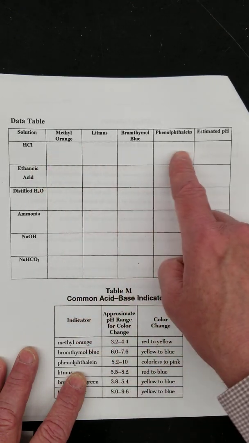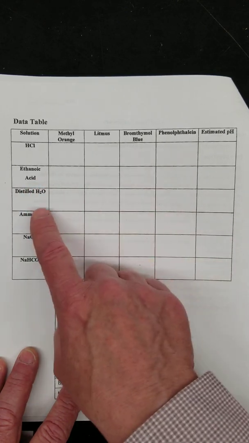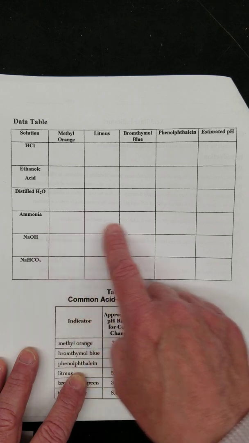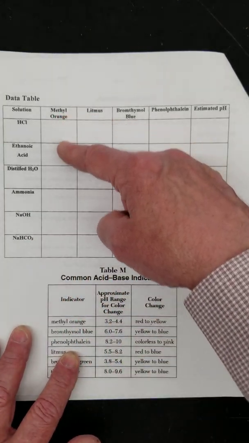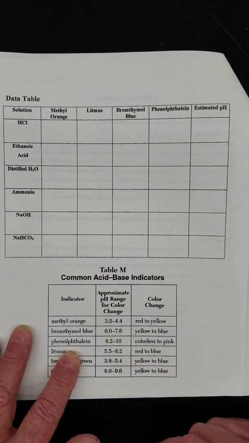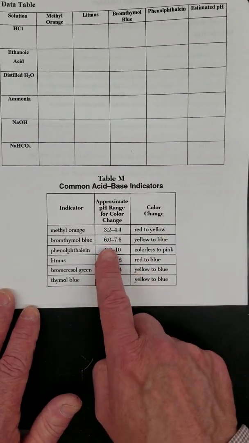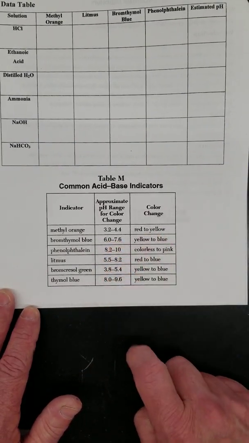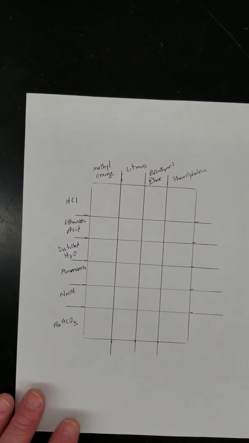For each one of these rows, I'm going to use a different solution: ethanoic acid, distilled water, ammonia, sodium hydroxide, and sodium bicarbonate. Coming down this way, these are all going to be methyl orange, and we're going to see the different colors that it changes as we go through. And again, here's table M that gives you the numbers. It tells you the color it changes, so you'll be able to figure out what the pH is of the different solutions. Okay, so I'm just simplifying this chart.